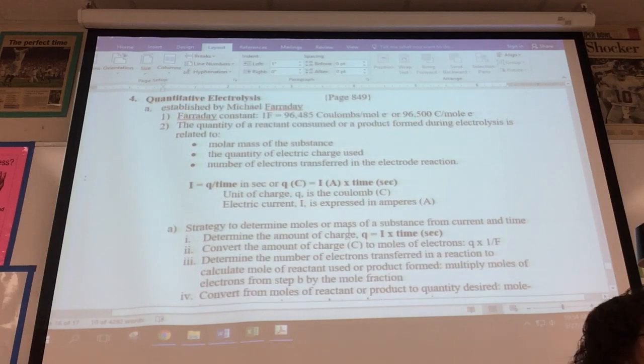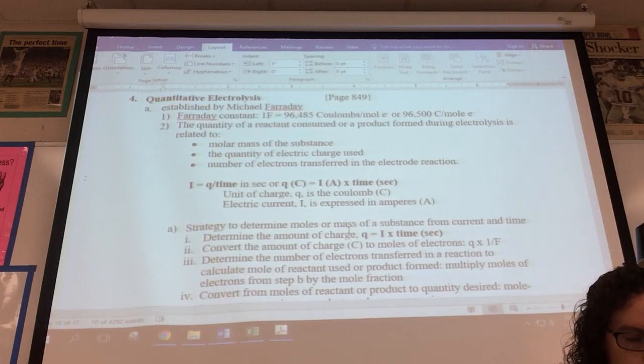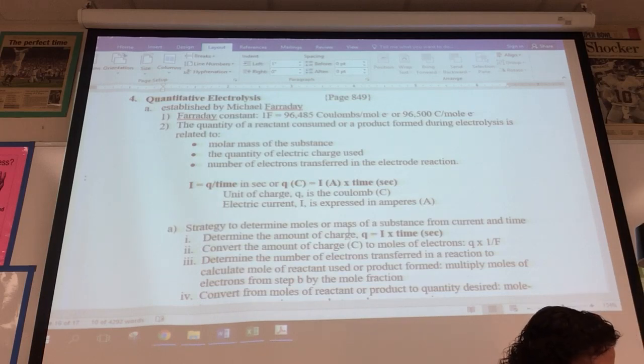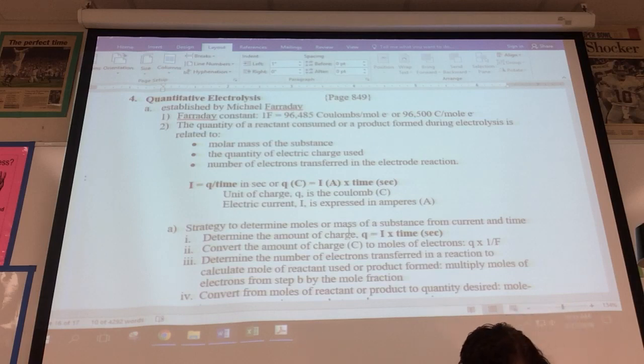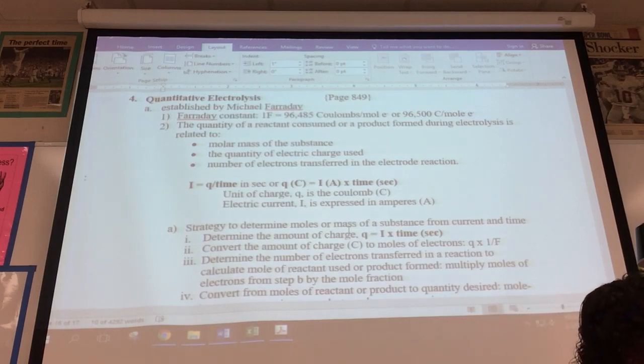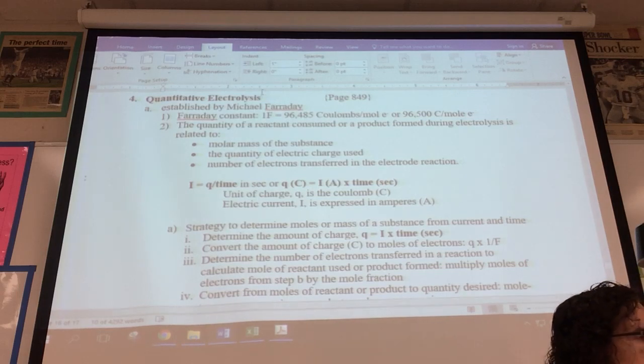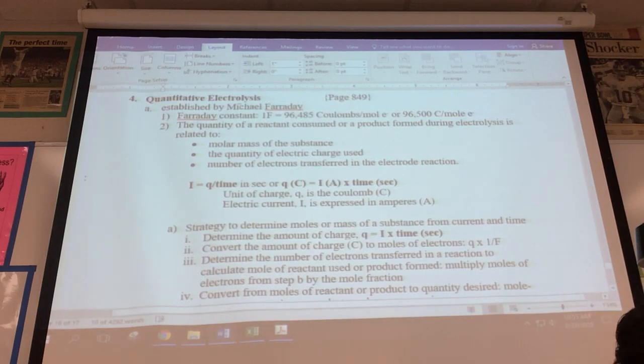Last thing we want to cover is quantitative electrolysis. This is very, very simple. I'm going to introduce you to a new equation, but it is one that is provided to you, so I don't foresee any problem with it. This was established by Faraday, and Faraday's constant that we've mentioned previously is 96,485 coulombs per mole of electrons.